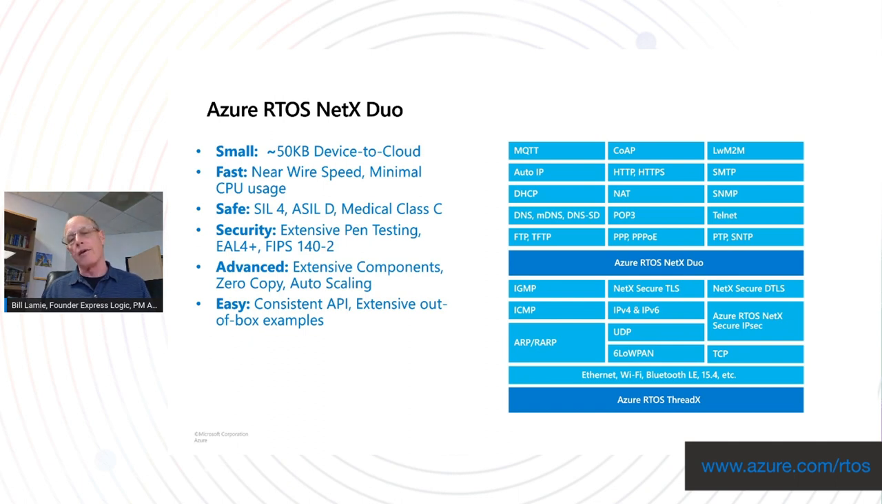And you can see on the block diagram that there are lots and lots of components with NetX Duo. Things that you don't normally see in a typical embedded RTOS TCP/IP stack, like maybe MDNS, DNSSD, PTP, and so on. So it's a really rich set of components, also a rich set of cloud connectivity components and security components. IPsec is another thing that you don't generally see in a lot of embedded TCP/IP stacks.